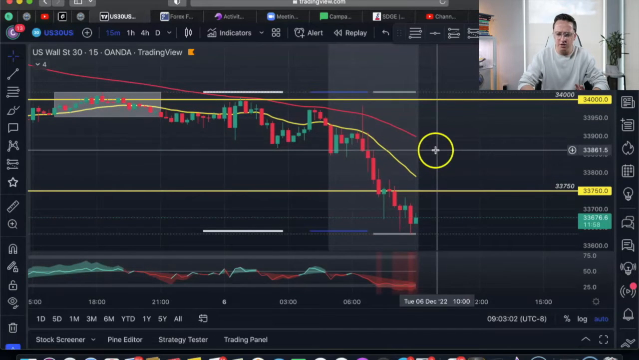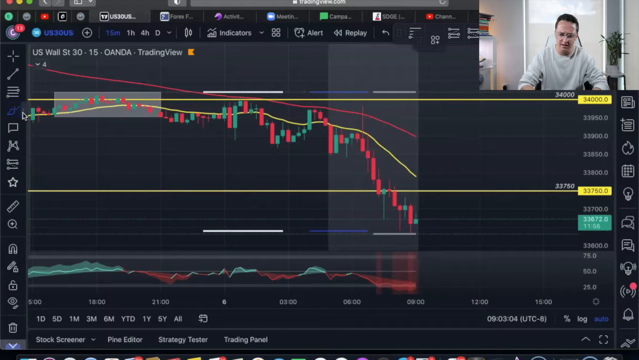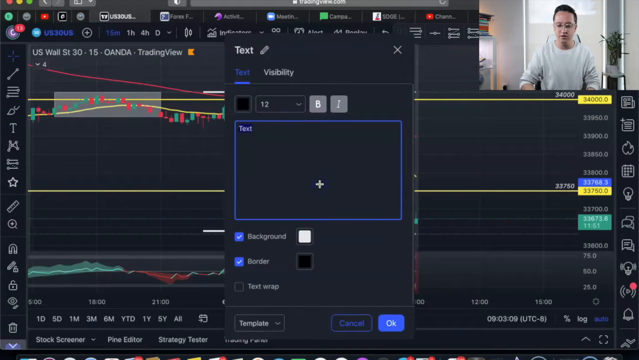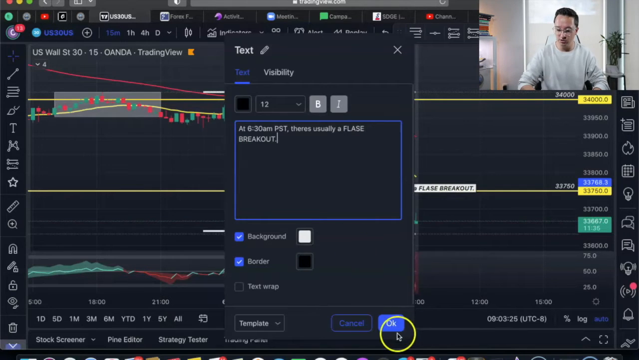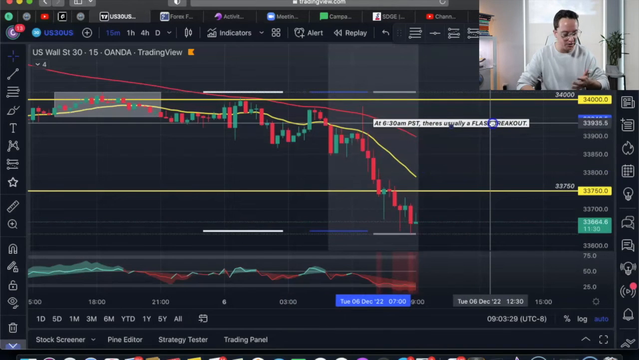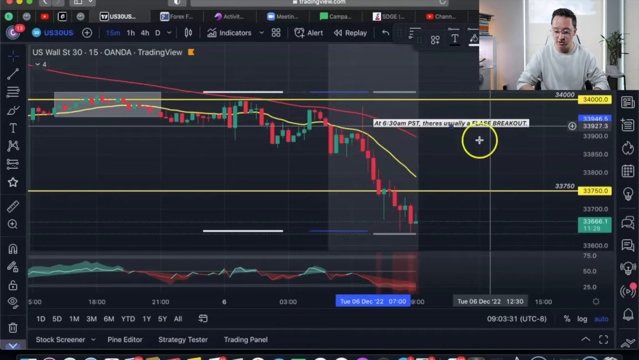So usually during the market open, I'm going to write this down for you guys. Let me get the text box. Okay, so at 6:30 a.m. PST, there's usually a false breakout. And I know I told you guys in the beginning, a false breakout is when the market goes in the opposite direction that it actually intends to go.